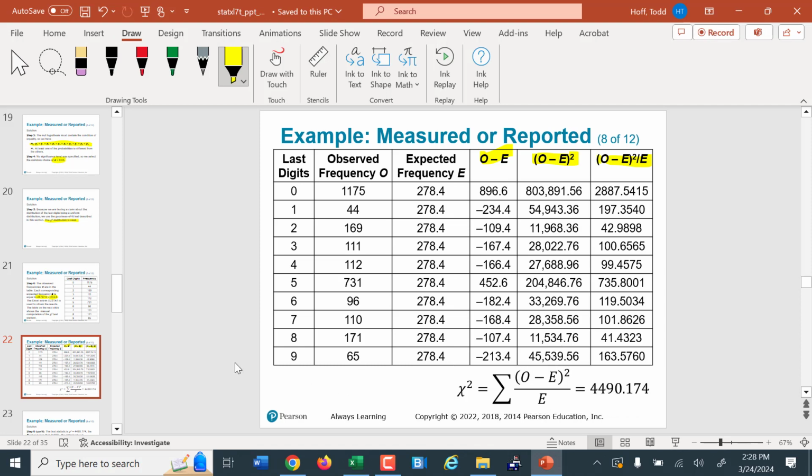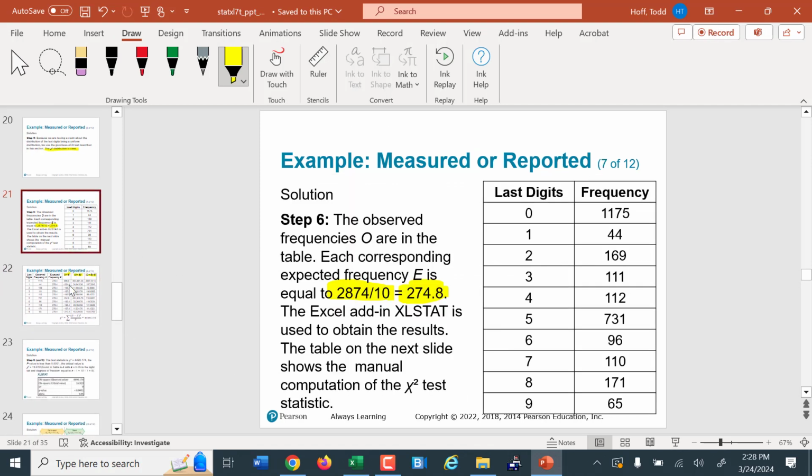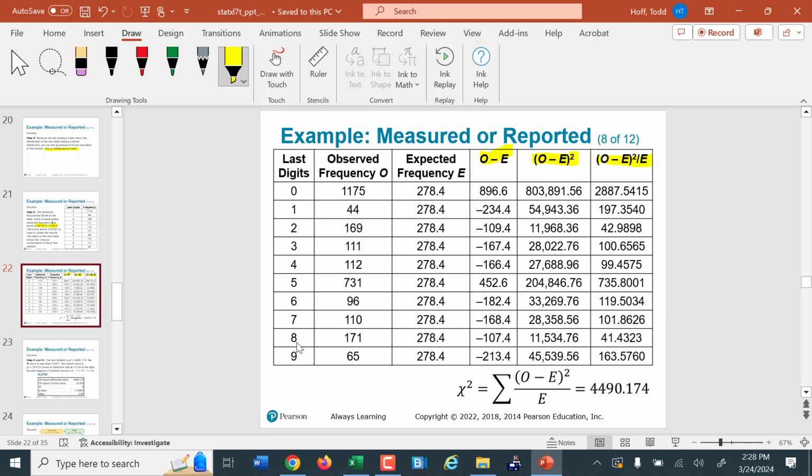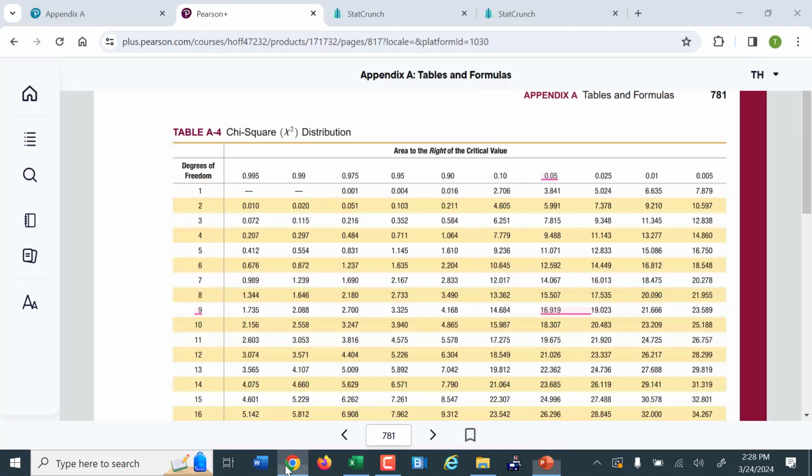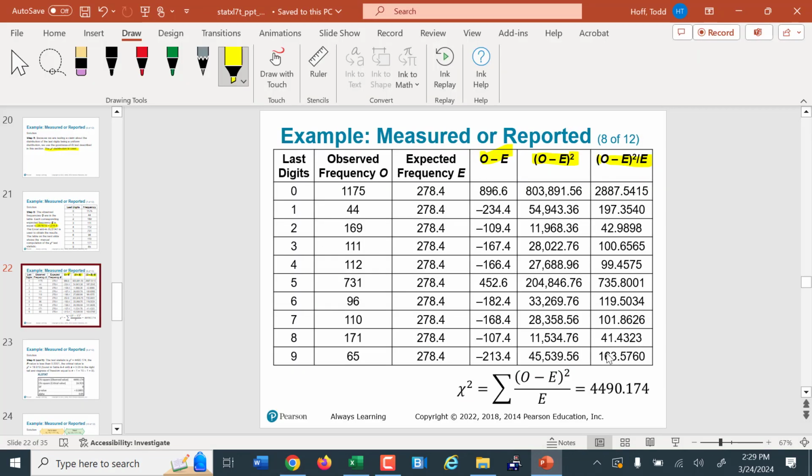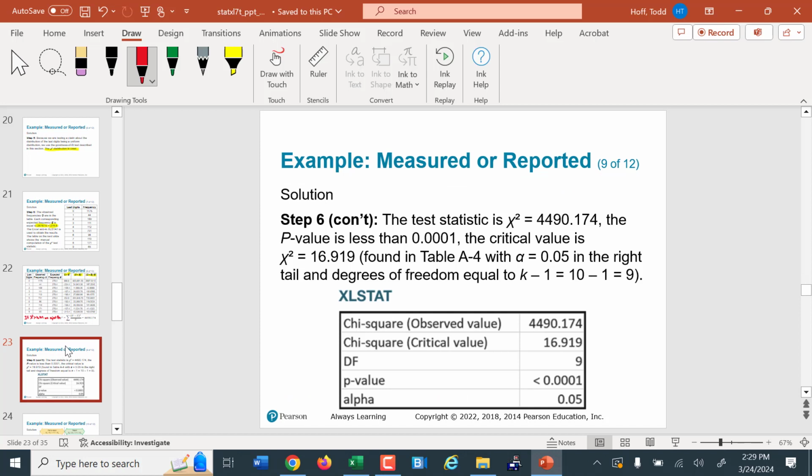4,490.174. Is that significant? Well, there are 10 categories, 10 last digits here, 0 through 9. So if we go to our table here, 9 is our degrees of freedom, 10 minus 1. Alpha of 0.05, so that is 16.919 is our critical value of our test statistic. So what that's saying is if the test statistic is greater than 16.919, we would reject H0, that null hypothesis. Well, 4,490 is definitely bigger than 16.919. So we definitely reject that null hypothesis.